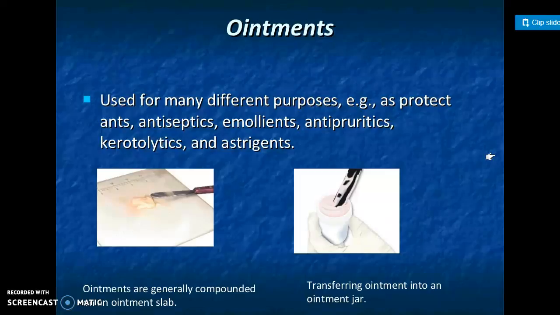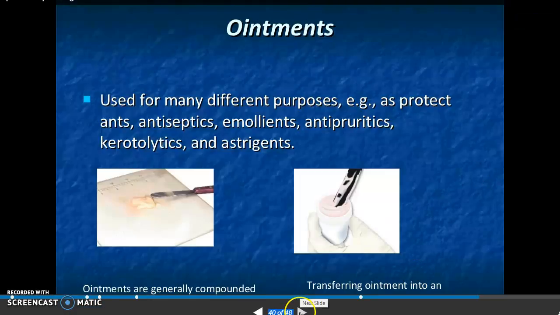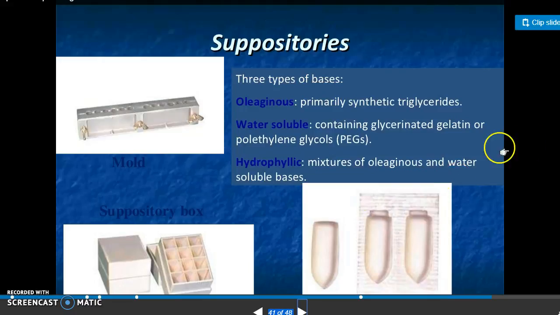anti-itching, and sometimes to prevent allergic reactions. And so an ointment will be placed on that particular individual. And this is usually for external use. And the making of ointments usually occurs on an ointment slab and then transferred into an ointment jar with a label that's placed on it with how much to use and how to use it, and given to the patient.